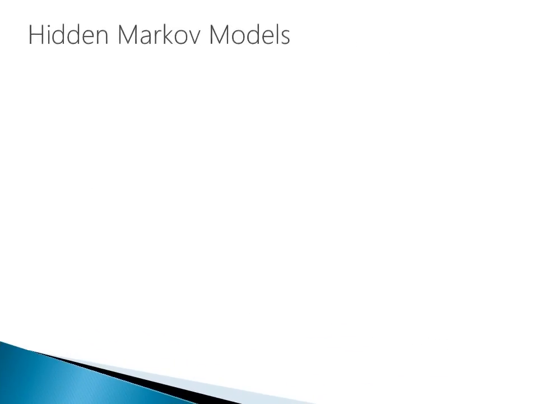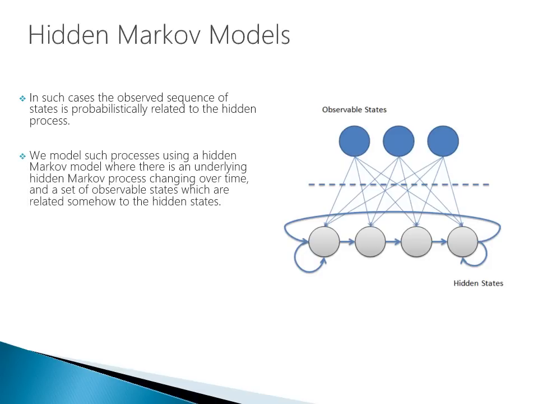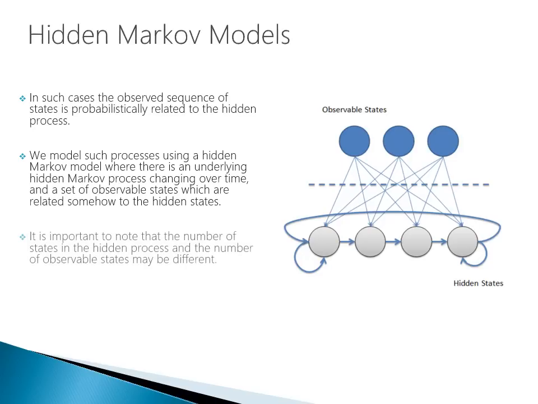Well, let's dive into this topic a little more. In such cases, the observed sequence of states is probabilistically related to the hidden process. We model such processes using a hidden Markov model, where there is an underlying hidden Markov process changing over time and a set of observable states which are related somehow to the hidden states. It is important to note that the number of states in the hidden process and the number of observable states may be different. So you can have 3 observable states that are related to 4 hidden states.